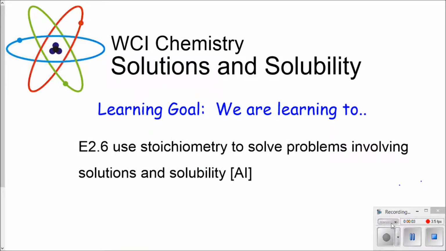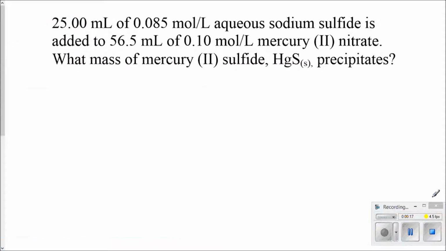Today what we're learning about again is solutions and solubility. Specifically, we are dealing with stoichiometry today. We are going to use solutions and stoichiometry. So let's get started. We're going to just get right into a question dealing with stoichiometry.